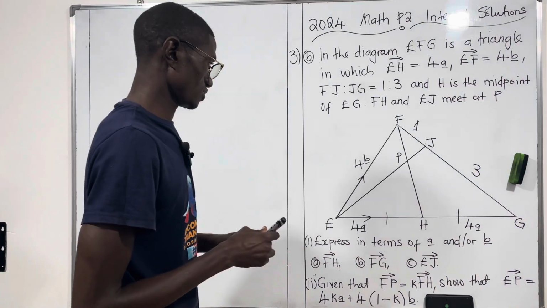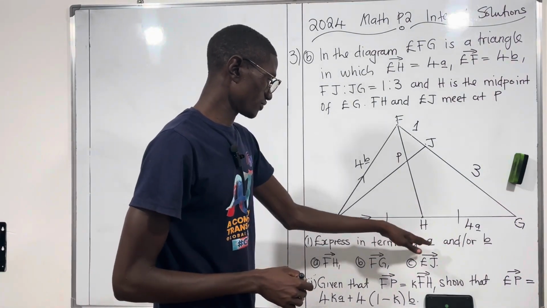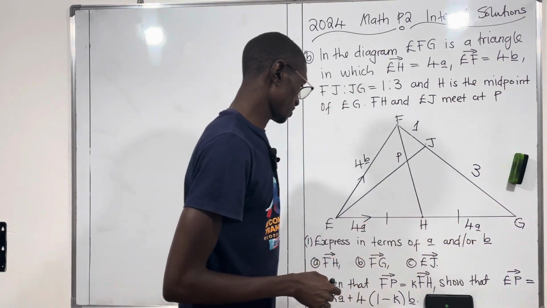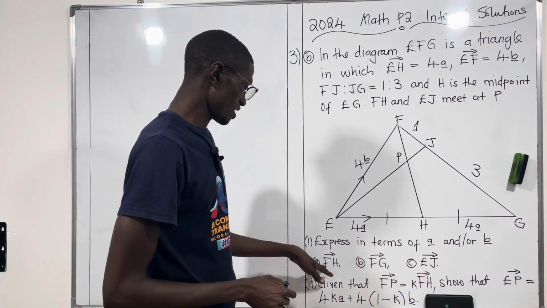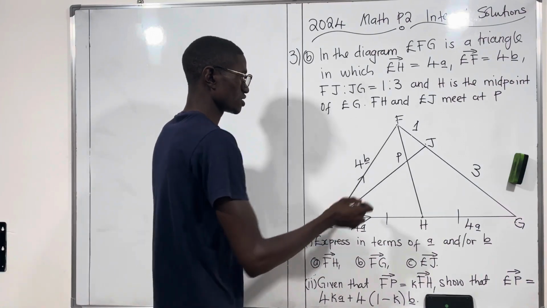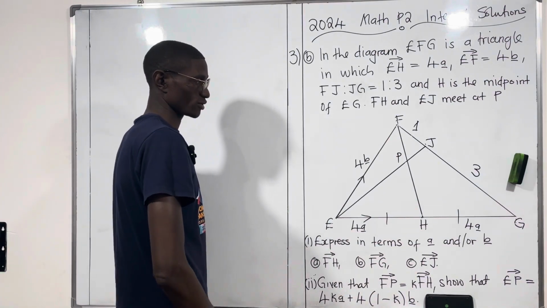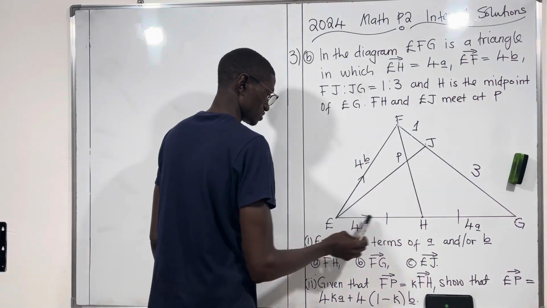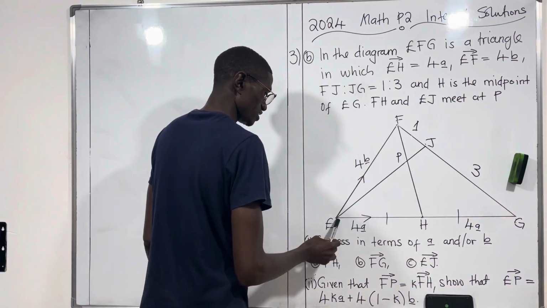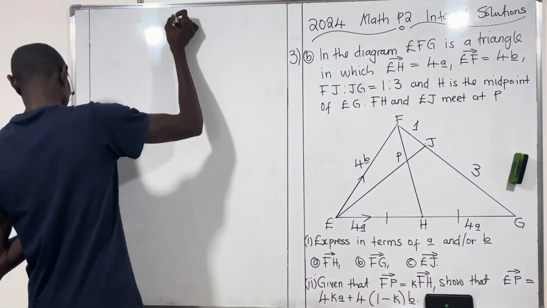Now let us look at the questions. It says express in terms of vector A and vector B the vector FH. This one is just a single mark because it's a simple question. So we can move from F to H by using this route. So we can say FE plus EH. Let's have our solutions over here.